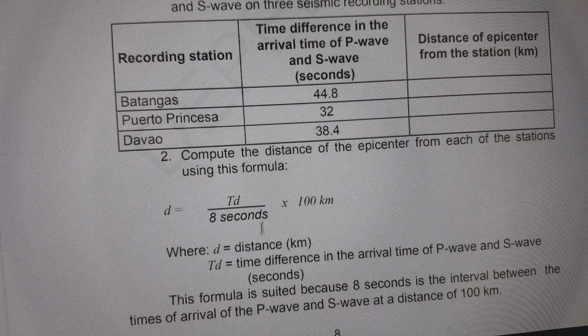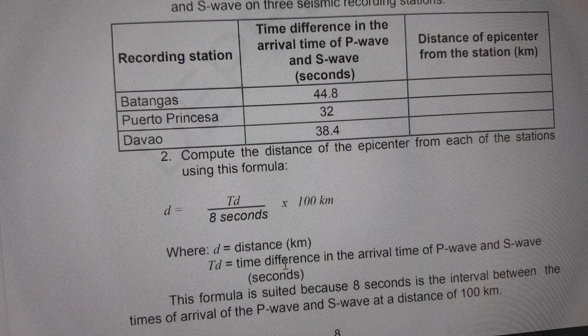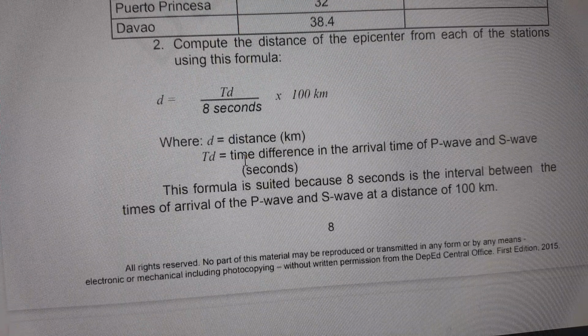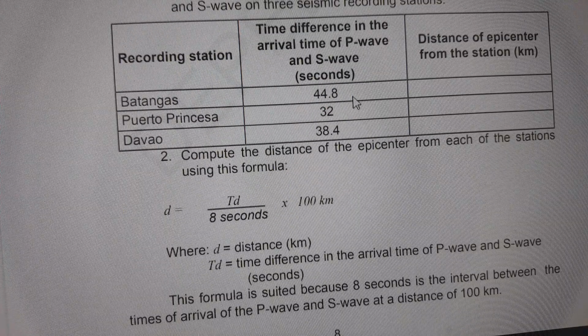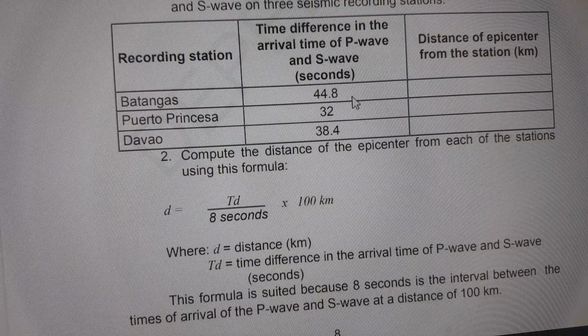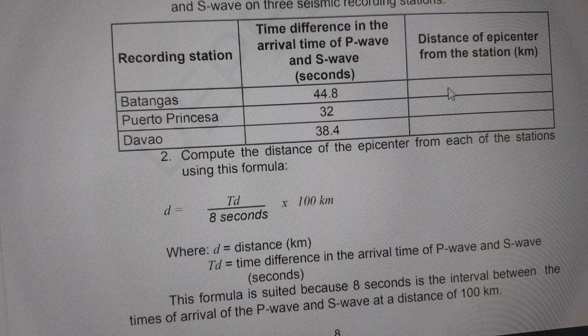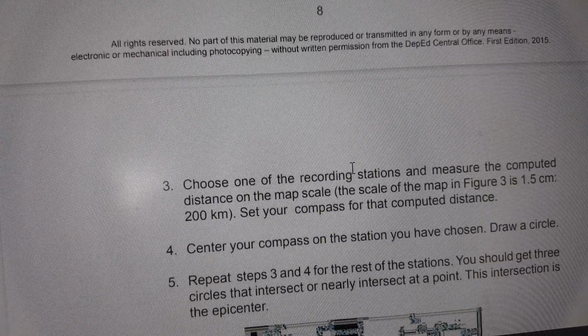Oh, time difference, this one. The TD is the time difference. So, this is the time difference. Okay. Let me say, for number 1, for Batangas, 44.8 divided by 8 seconds multiplied by 100, and that will be your answer for the distance of the epicenter from the station of Batangas. Okay? So, it is easy. Keep on studying.